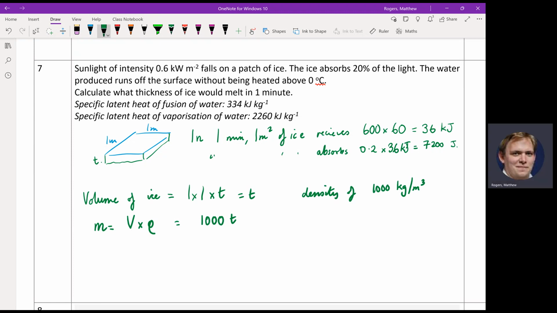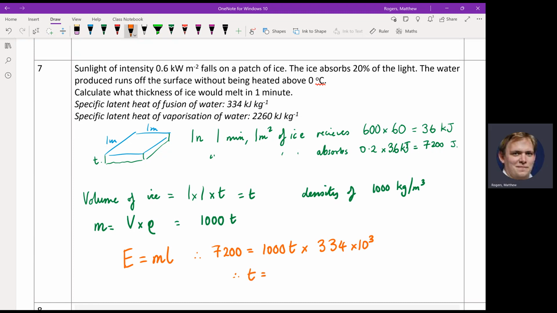So we're pretty much there, I think. So now we can use our specific latent heat equation. E is equal to ml. The energy transferred is 7,200. We want to find the thickness, don't we? So let's put our values in first. 7,200 is equal to 1,000 T times, so we want the specific latent heat of fusion because we're changing between liquid and solid. It's 334 times 10 to the 3.